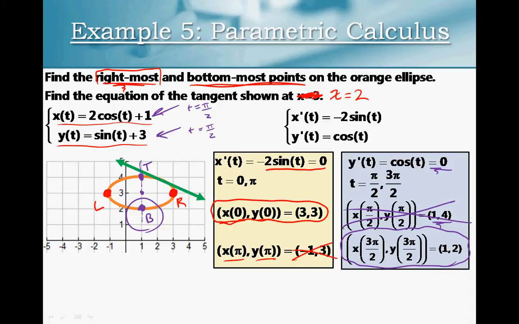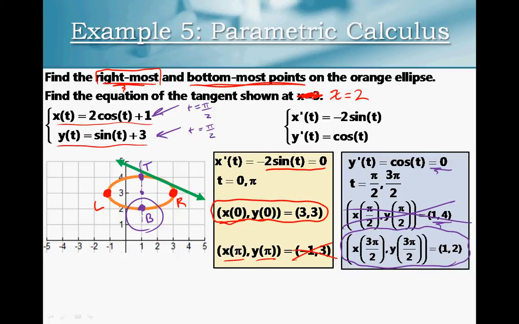Now for ellipses, I realize it's kind of useless using calculus to get these extreme values. But imagine if you had a much more complicated parametric equation, then the tools of calculus would be very, very useful. I just wanted to start simple and then we'll build up to harder stuff as the year goes on.